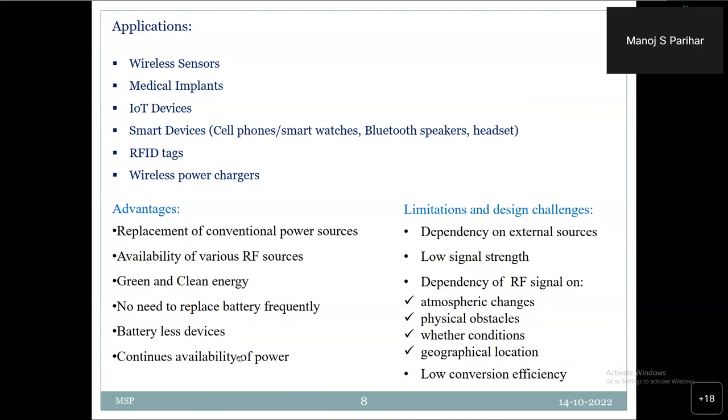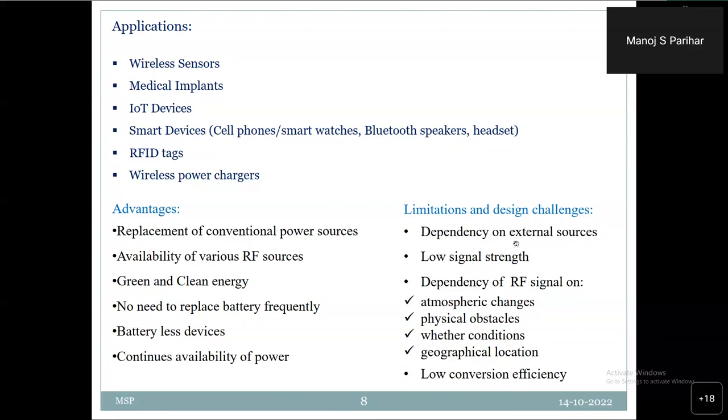But in addition to the advantages, there are also some limitations, right? So you have the advantage at the cost of some limitations, like dependency on external sources. Your input RF is dependent on the availability of the RF source. Maybe the strength may be less, right? So we are totally dependent on the external RF sources.